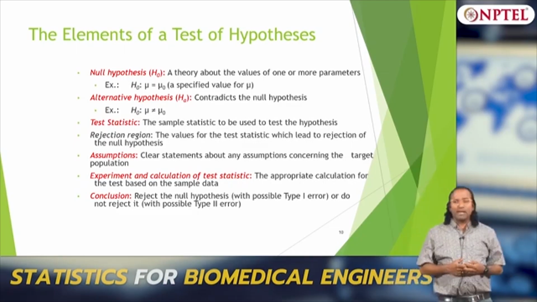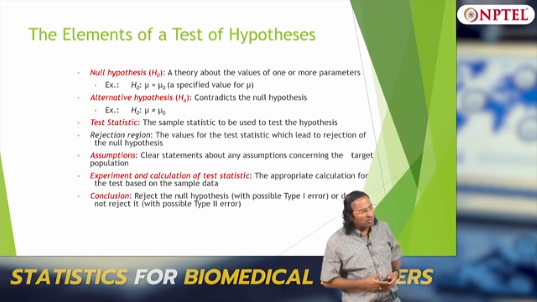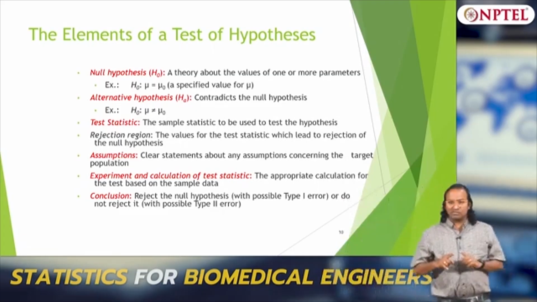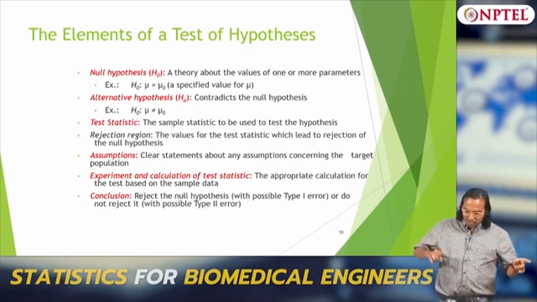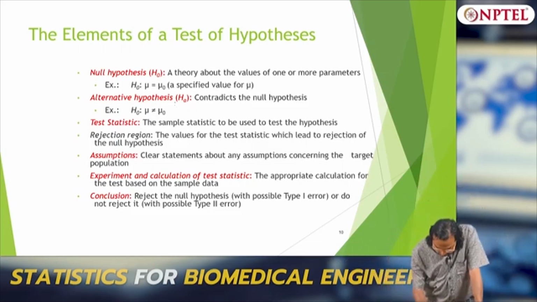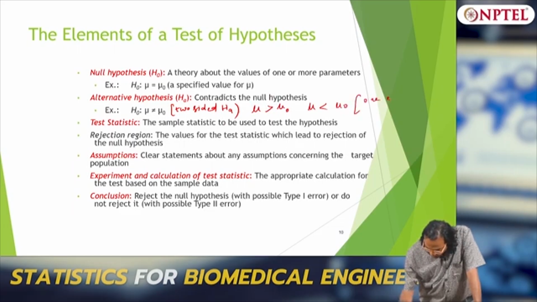The alternate could be simply a one sided or a two sided hypothesis. Mu not equal to mu naught is a two sided hypothesis, meaning it could be less than, it could be greater than. So this is a two sided HA. Or you could have mu greater than mu naught or mu less than mu naught, which is one sided.